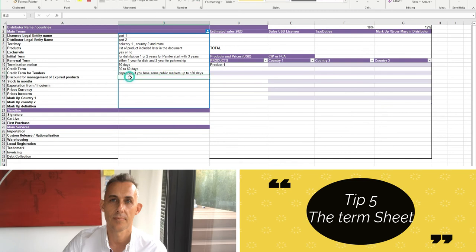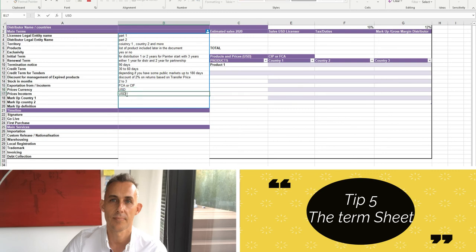The discount for the expired product, so either you include a percentage of discount based on the transfer price, so you do the discount before up to 2 or 3%, or you decide to pay for the expired product each time that you have some returns. If you go to the line 14, which is stock in months, I would recommend to have 2 to 3 months of inventory depending on your lead time. The exportation Incoterm could be FCA, or it can also be CIF or SIP, depending on whether your partner is picking or you're shipping the product.